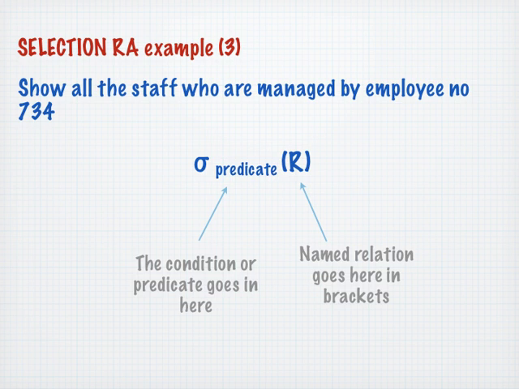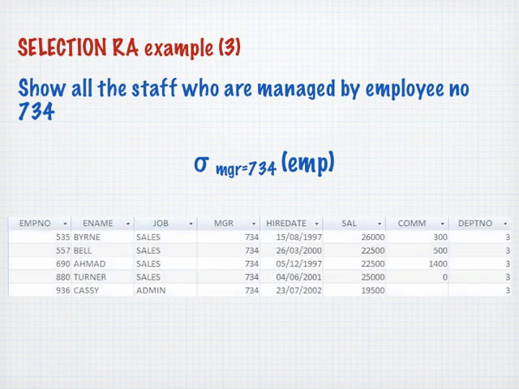Okay, another example then. Show all the staff who are managed by employee number 734. So we start off by identifying the particular relation that we're working on here, and that's the emp relation, so emp goes in the brackets. The condition will be a test on the manager column, and in this instance we're testing a number column. So we go manager equals 734, we don't need to put any quotes around that because it's a number, and here you can see all the people who are managed by employee number 734.